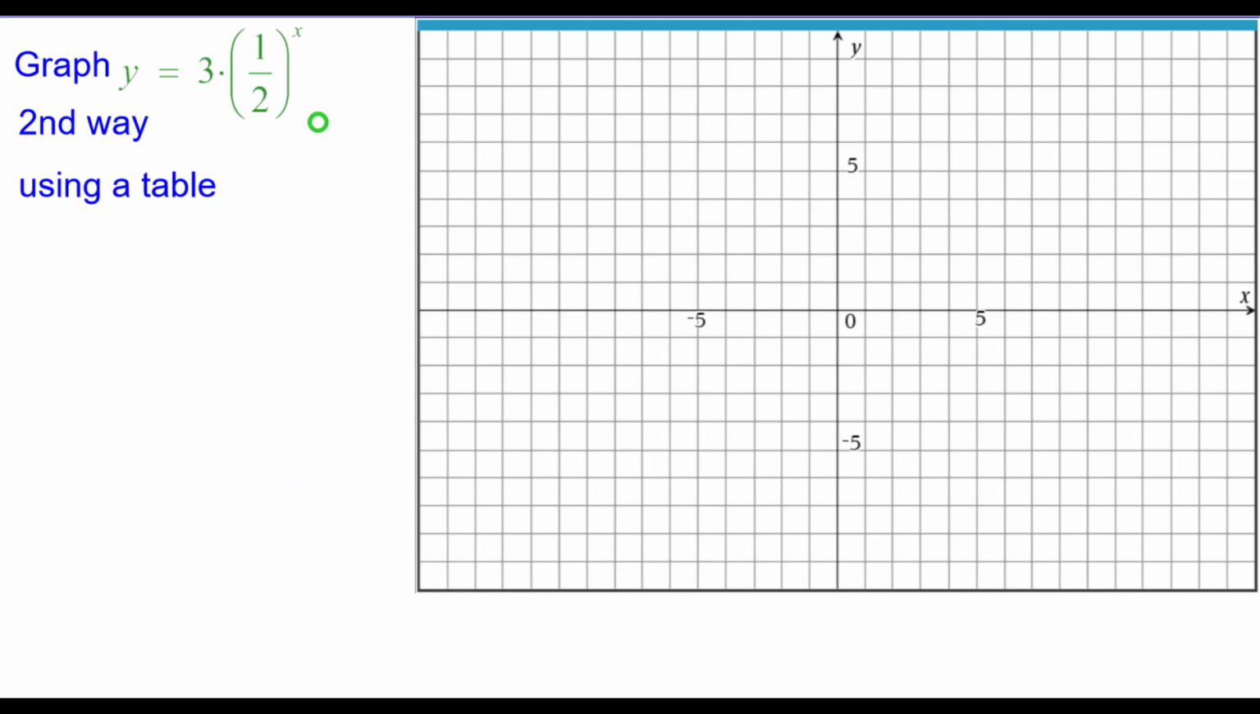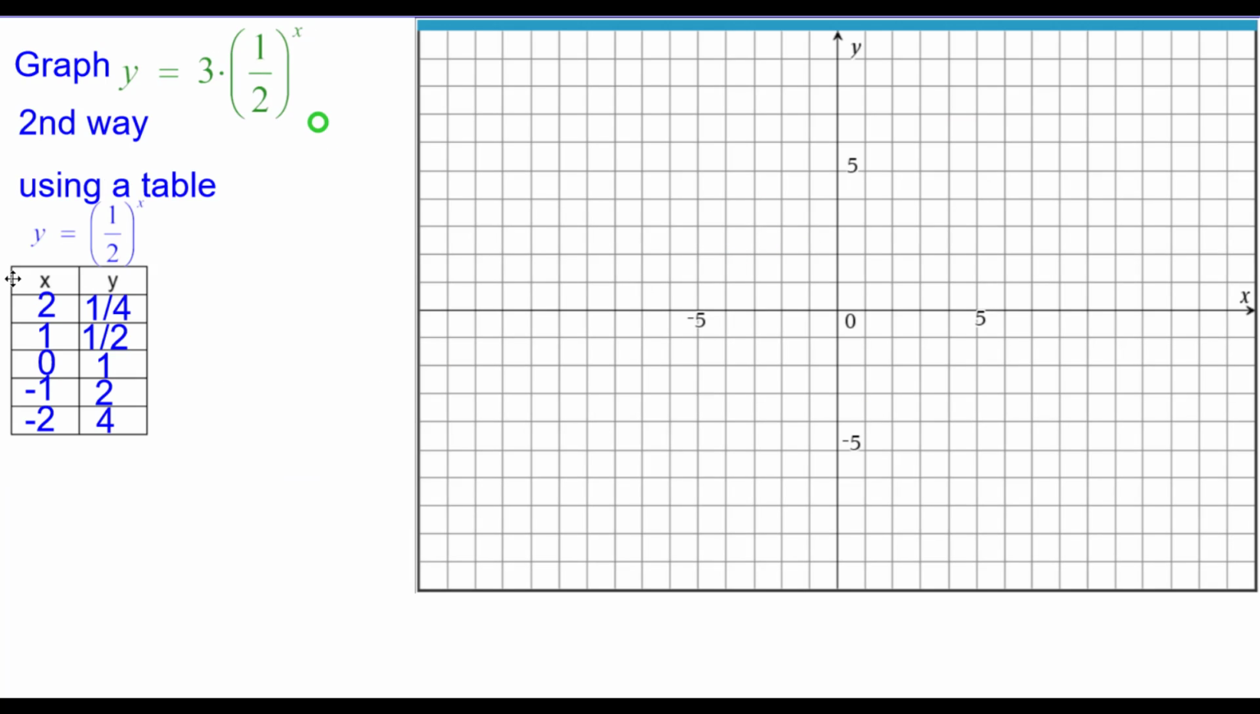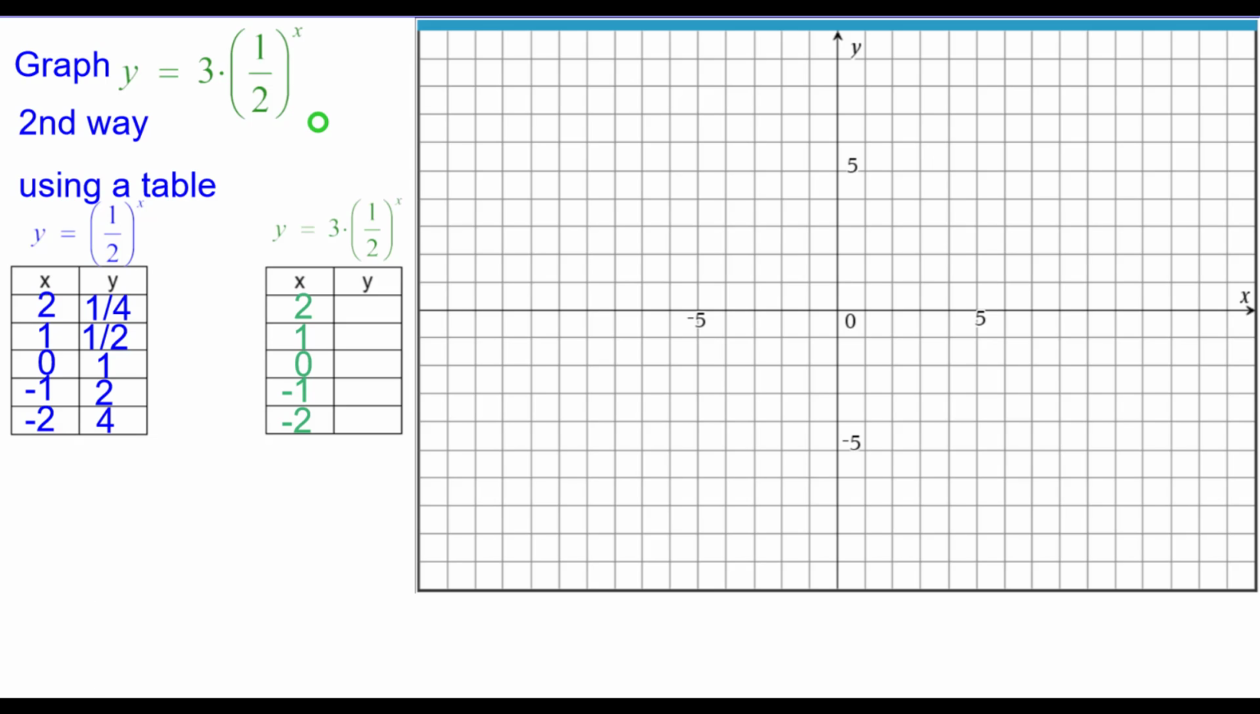Second way, using a table. This is our y equals 2 to the x table. We're going to multiply each y value by 3 because of the coefficient there. So 3 times 1/4 is 3/4, so plot 2, 3/4. 3 times 1/2 is 3/2, 1, 1 1/2.